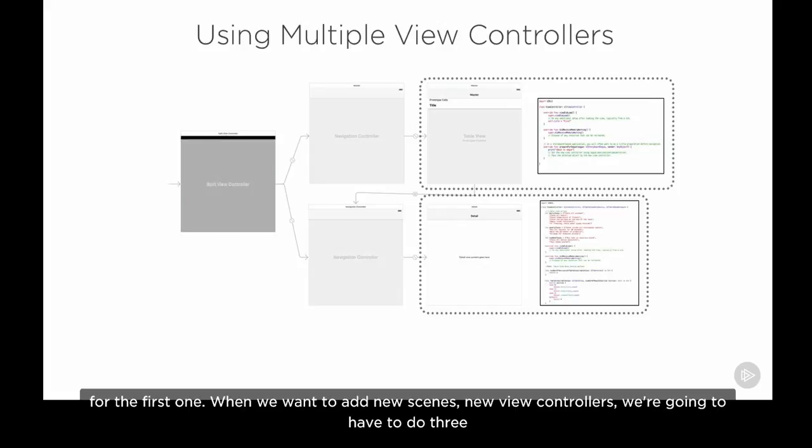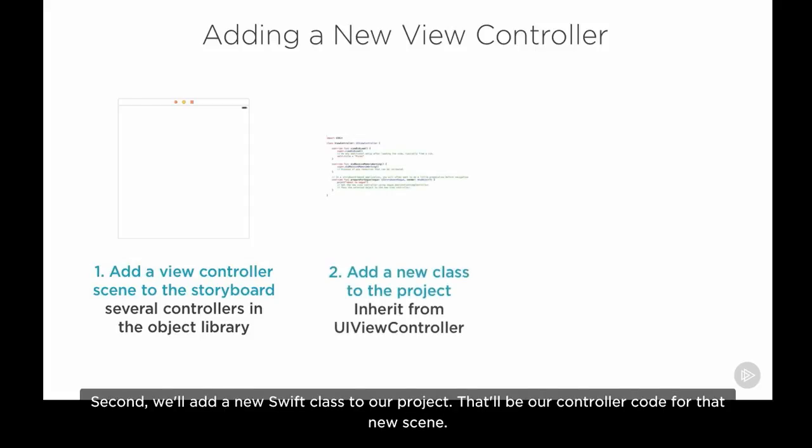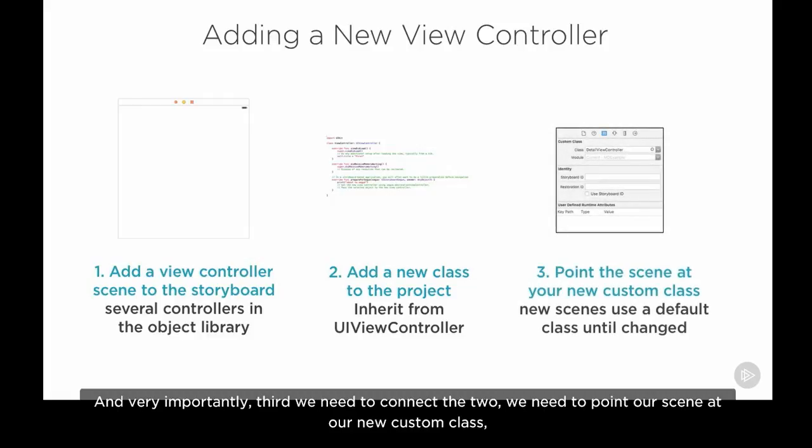When we want to add new scenes, new view controllers, we're going to have to do 3 things. First, we'll be adding a new scene to our storyboard. We can drag on one of the view controller objects from the object library. That'll represent the visual part, the view objects for this part of the app. Second, we'll add a new Swift class to our project. That'll be our controller code for that new scene. And very importantly, third, we need to connect the two.